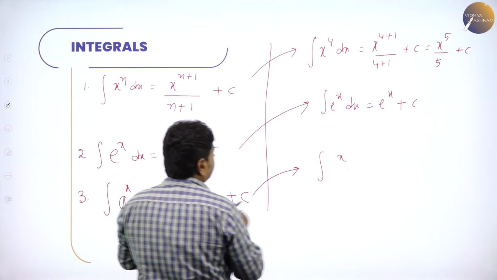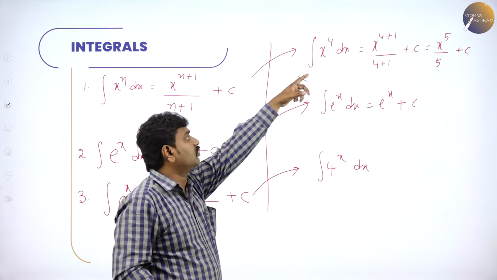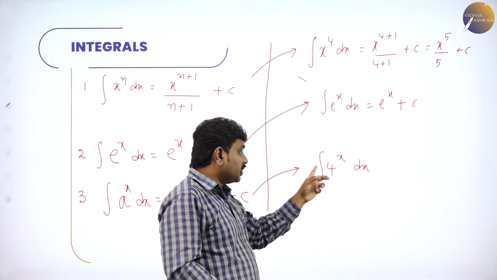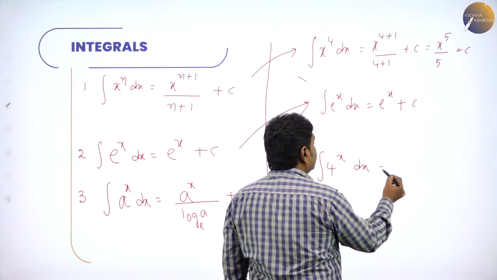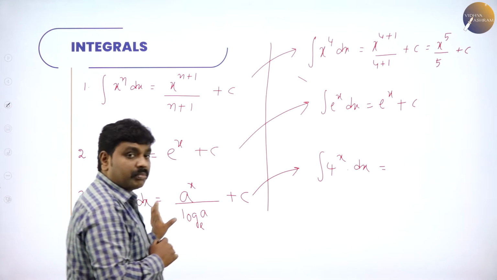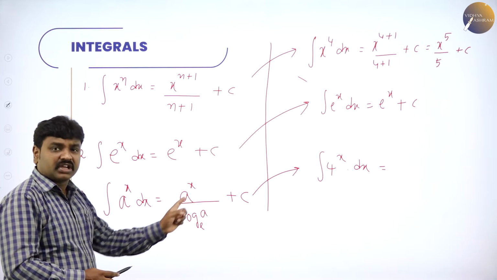So now let me take 4 power x dx. Observe this carefully. This is x power 4, variable power constant. Here it is constant power variable, 4 power x. So it is in the form a power x, number power x. So what is a power x? Integration of a power x is a power x by log a plus c.